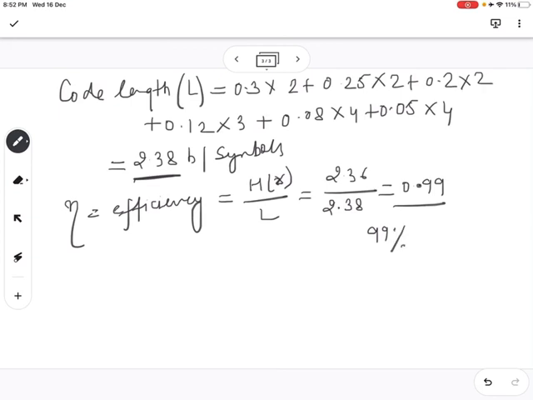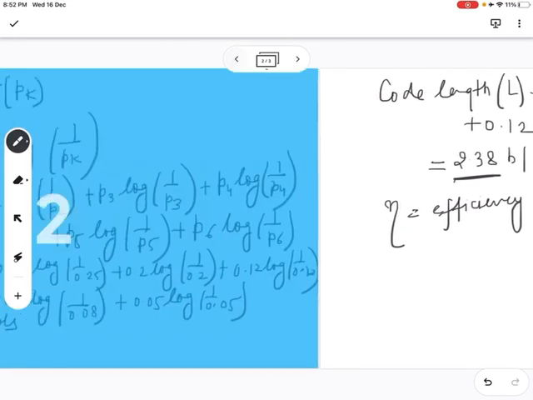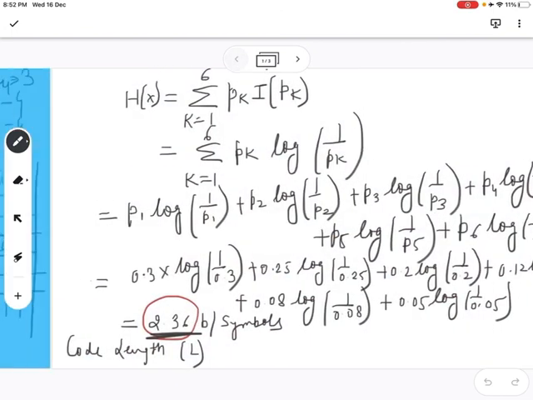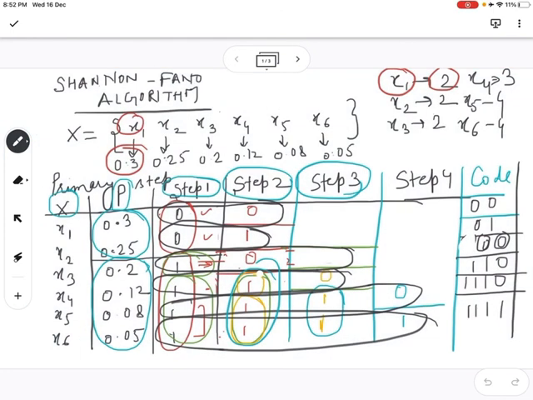Okay, so this is how we solve the Shannon-Fano algorithm. It is quite easy. We just have to divide all the probabilities into groups until the last two probabilities are left. So in the next lecture I'm going to teach you Huffman code.